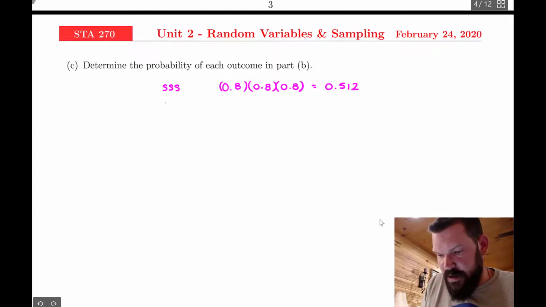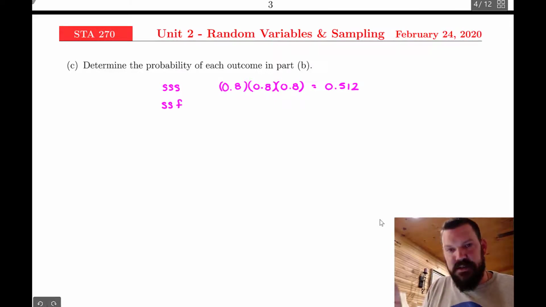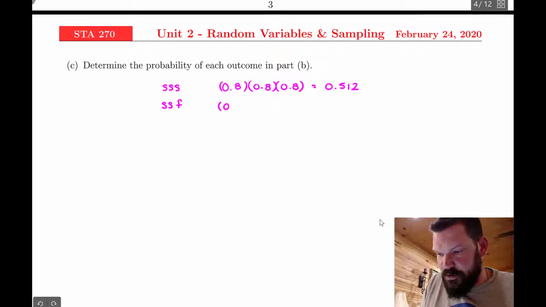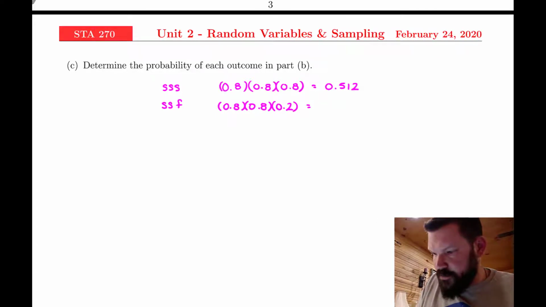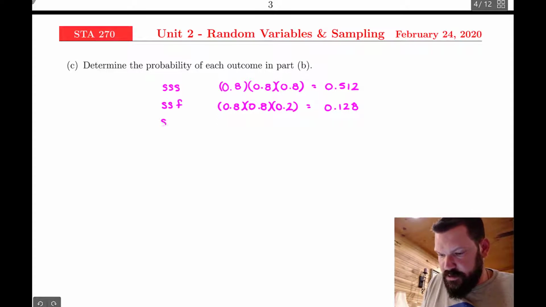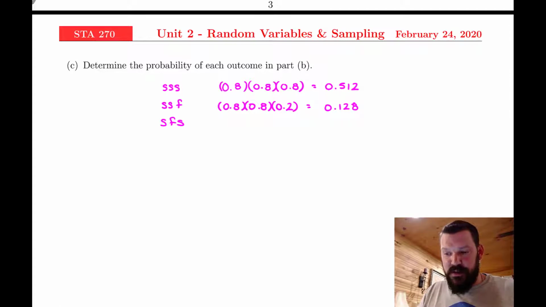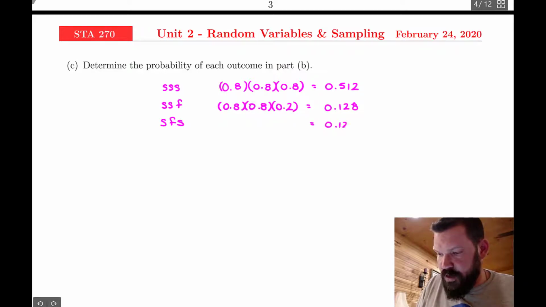The next one that we have is a success, a success, and then a failure. So that's 0.8, 0.8, and then the failure is 0.2. And that's going to be 0.128. And we can look at success, failure, success. Those values are the same as the previous one, just in a different arrangement. It'd be 0.8, 0.2, 0.8. So that is also going to be 0.128.